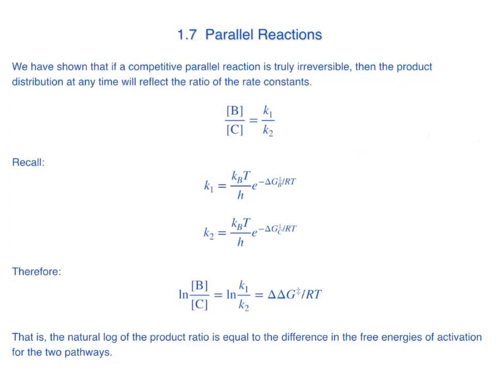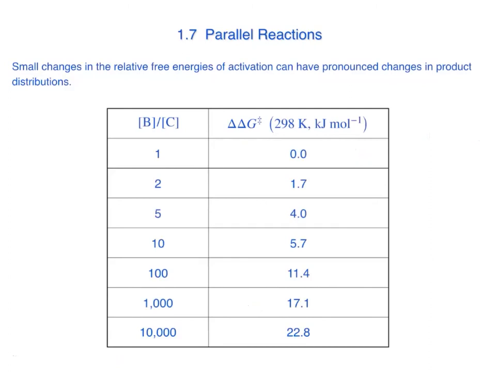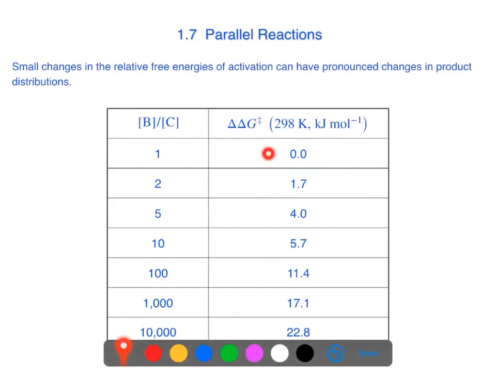So why am I telling you all this? Well, why we talk about this is because small changes in the relative free energies of activation can have a significant impact on the product distribution in a parallel reaction. So if we had a parallel reaction, as in our previous scheme, where there was no difference in the free energy of activation, so the delta G of activation was equal to 0, if there's no difference in the energetics of those two pathways, we would expect a 50-50 ratio. So we would expect equal amounts of B and C, and that would lead to a ratio of 1.